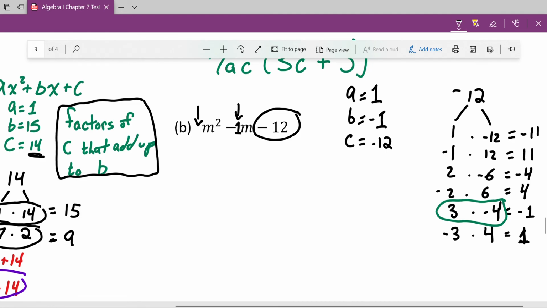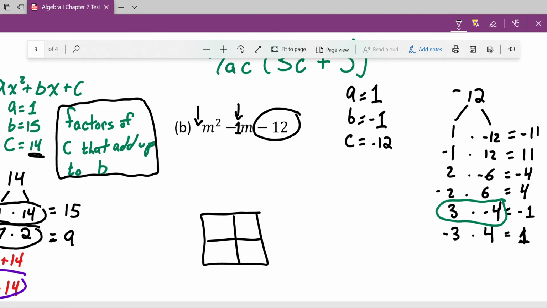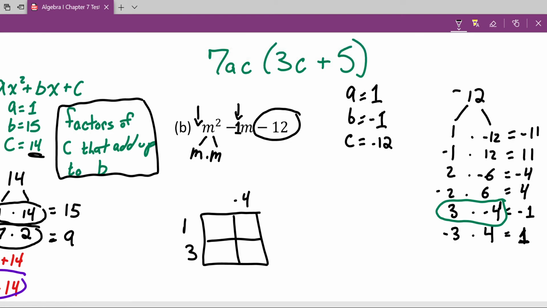So I'm going to go ahead and draw my box now, my box method. All right, box method right here. And I know that a +3 and a -4 are going to be my last terms. My next step is simply going to be breaking down m squared. Well, m squared is really just m times m. So I know that m is my leading term for both binomials.